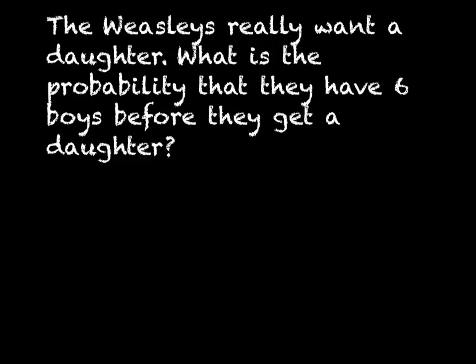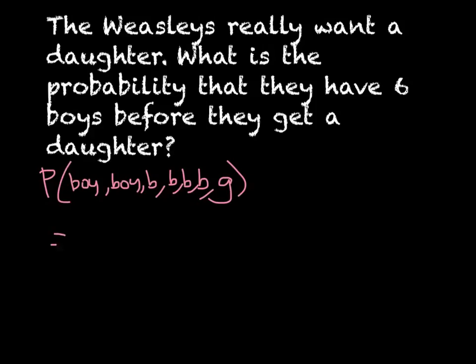The Weasleys really want a daughter. What is the probability that they have 6 boys before they get a daughter? This is the probability that they get a boy, followed by a boy, followed by a boy, another 3 boys, and finally a girl. The probability that they get a boy the first time is 1/2.